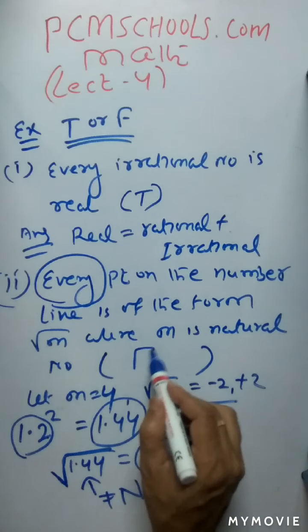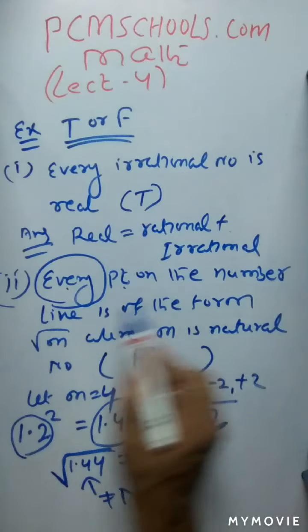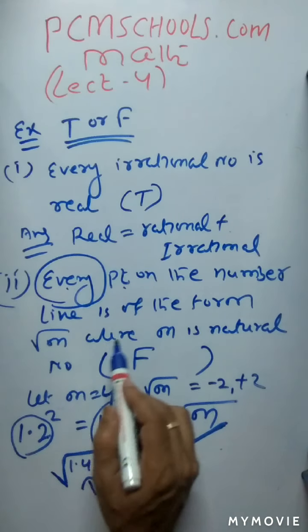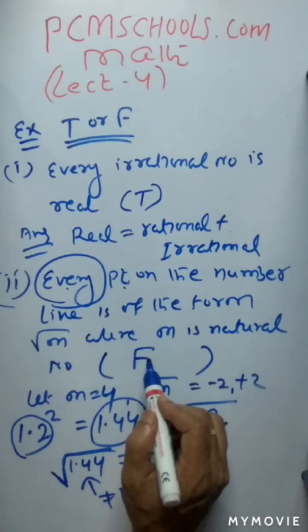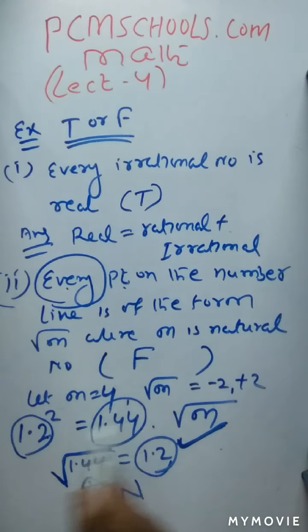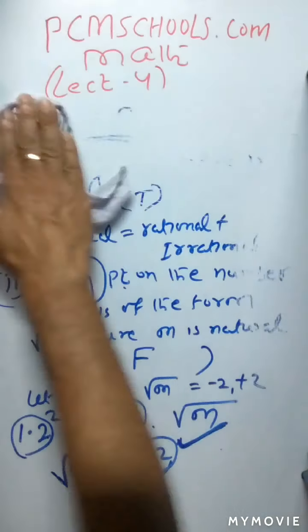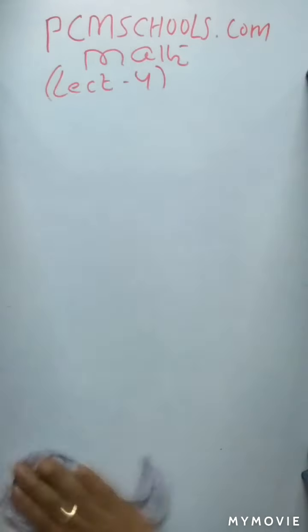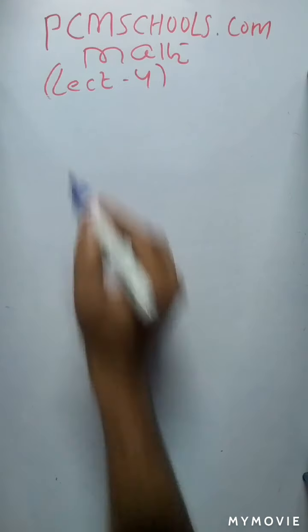So the statement is false. That is, every point on the number line is of the form square root of m, where m is a natural number, is false. Because you take a point 1.2 that is lying on the number line, but that is not the square root of a natural number. That is the square root of a rational number, that is 1.44. So the statement is false. Clear? So now, next question. After this, you practice at your home. So test your understanding.